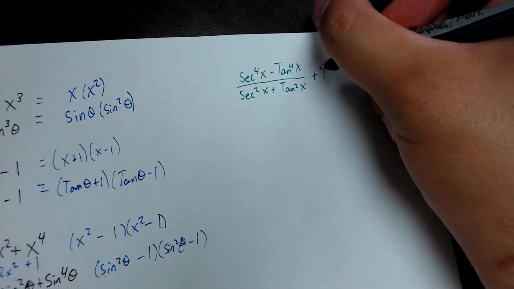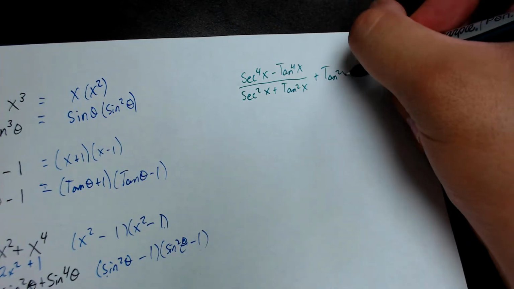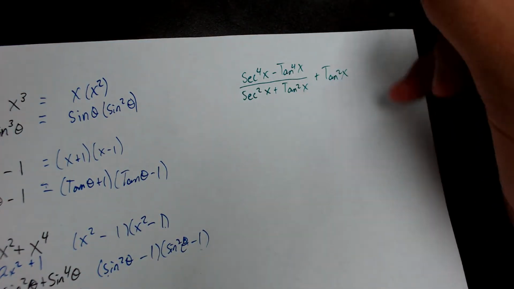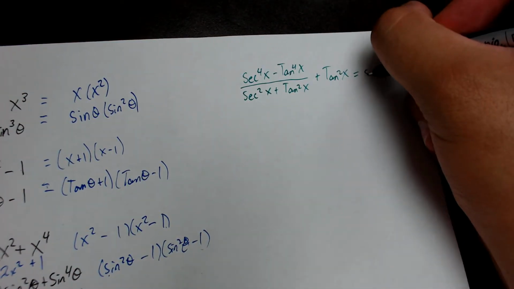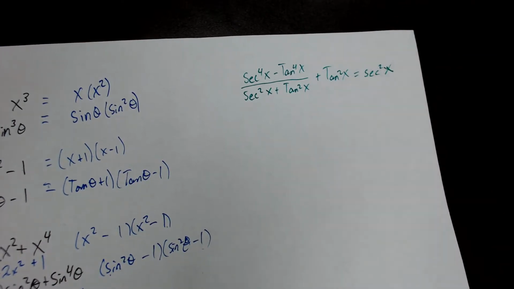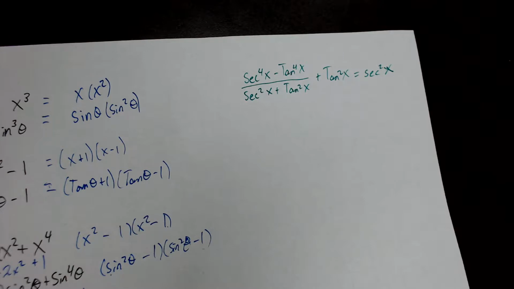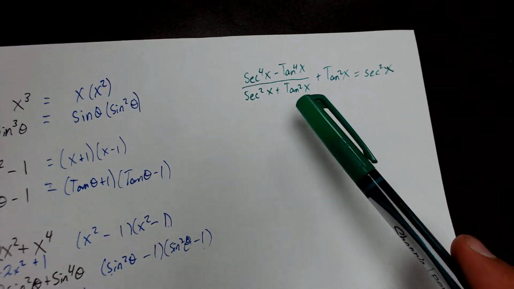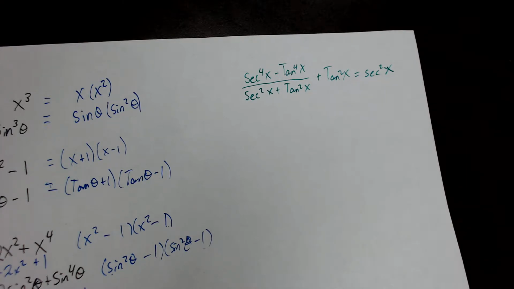That's being added to tangent squared of x, and we need to show that all of this is equal to the secant squared of x. So there's a lot of rewriting we need to do. Some of you may have immediately spotted what we can do. We can't really factor this denominator because it's a plus sign, but the numerator has a minus sign, which means we can use difference of two squares.